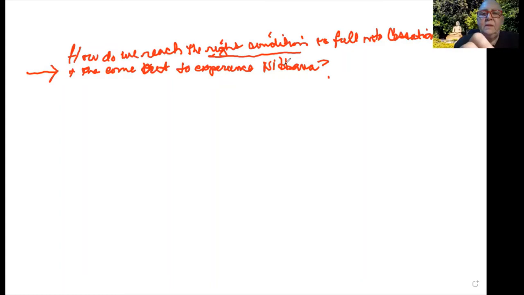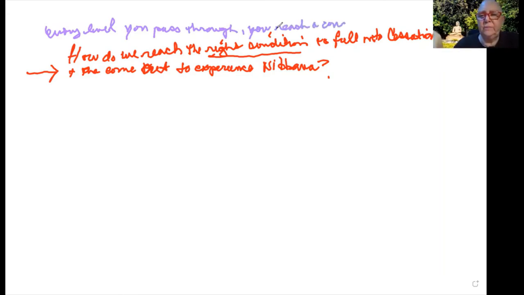Now, see, I'm gonna stick a note in here that every level of understanding you pass through, you reach a condition to fall into the next, to the next. So how do we reach the right condition to fall into cessation? People ask this all the time. And come out to experience nibbāna, because we're showing you how that works. And when I come back, if anybody hasn't seen that before, I'll draw it for you really quick.